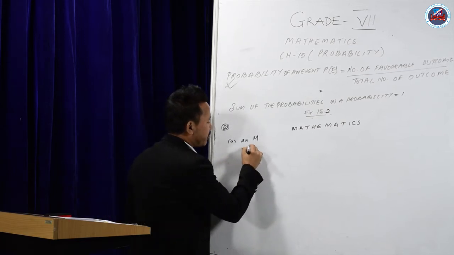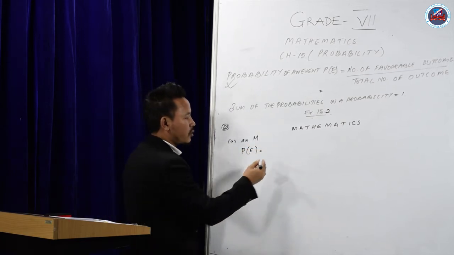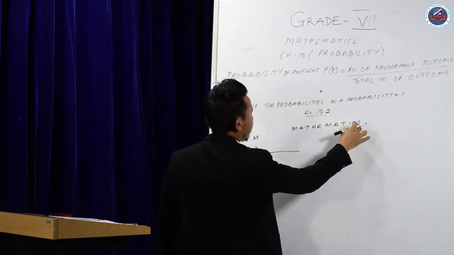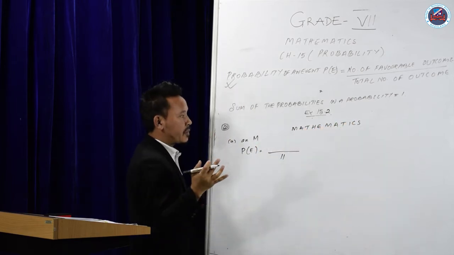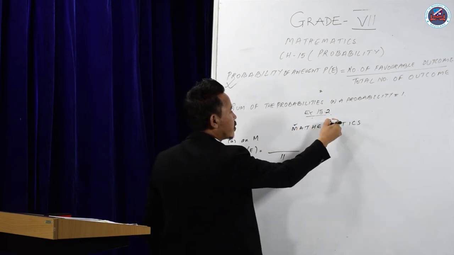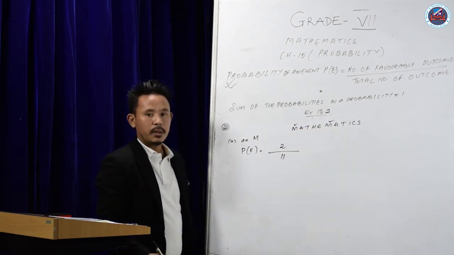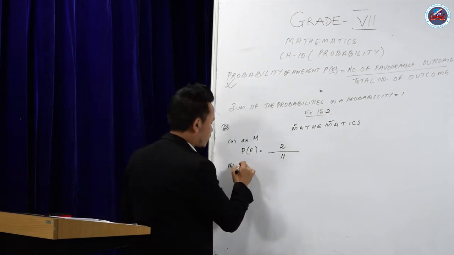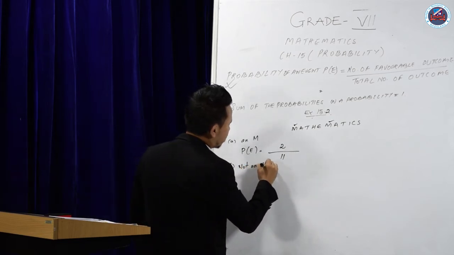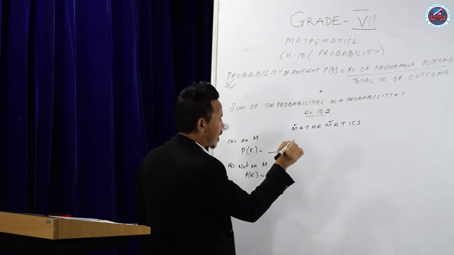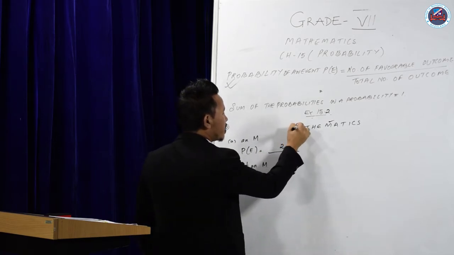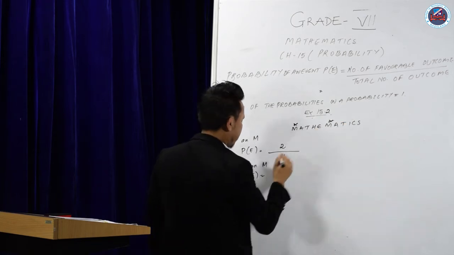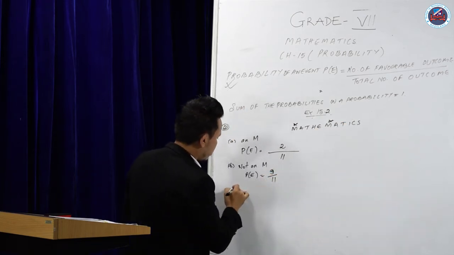So probability of an event. First of all, the total number of outcomes is 1, 2, 3, 4, 5, 6, 7, 8, 9, 10, 11. So how many Ms do we have? Favorable outcomes 1 and 2. So our answer is 2 upon 11. Number B. Not an M. That means we will not consider these two. The rest are 1, 2, 3, 4, 5, 6, 7, 8, and 9. So 9 upon 11.